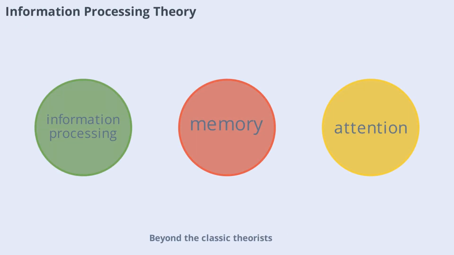Beyond the classic theorists, the information processing approach views the mind as similar to a computer, processing incoming information, storing it, and retrieving it when needed. This theory focuses on how we pay attention, encode, store, and retrieve information. It highlights the importance of memory, attention, and problem-solving strategies in cognitive development.